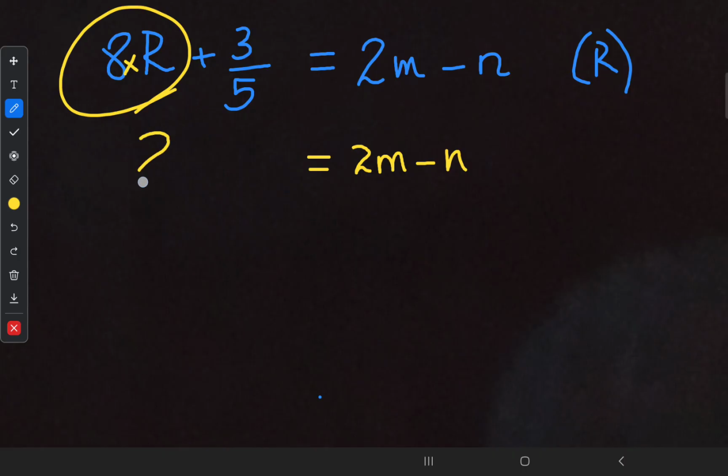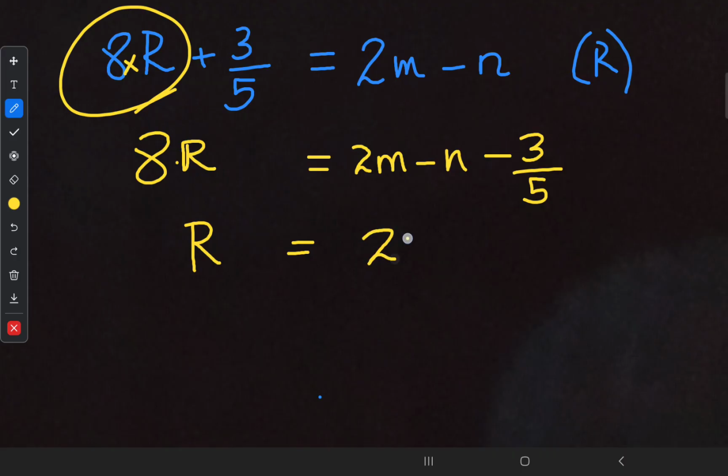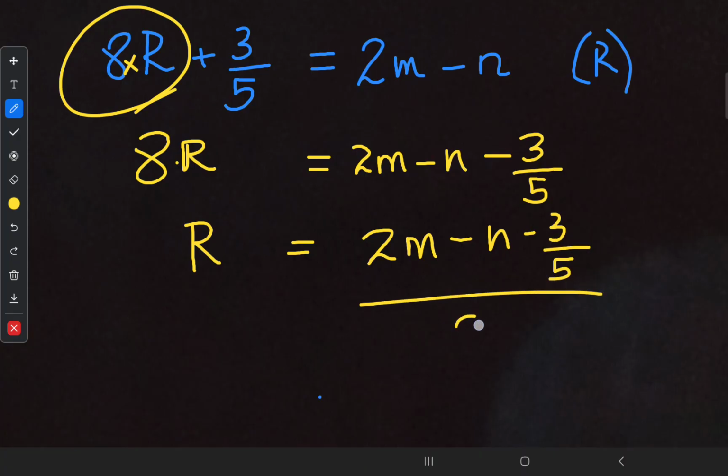So we will keep our 8R as it is, and this positive 3 upon 5 will become negative 3 upon 5 to another side. Then R is multiplied with 8. To oppose that, you should divide the total value on the other side. It should be divided by 8.